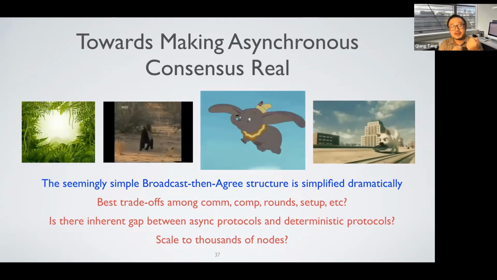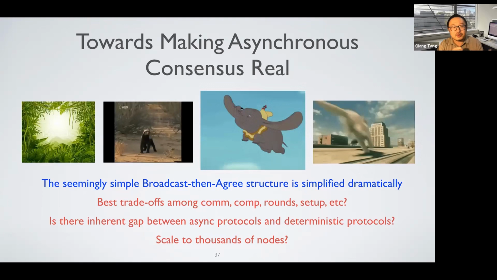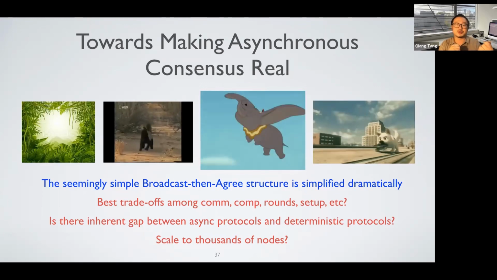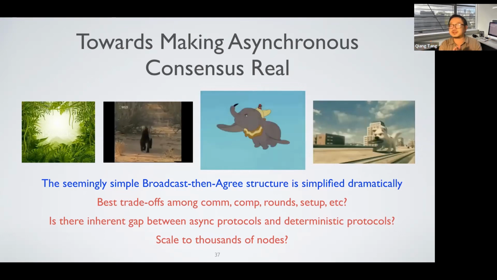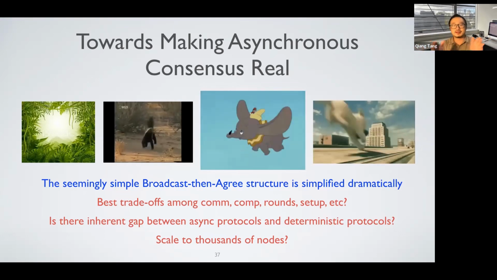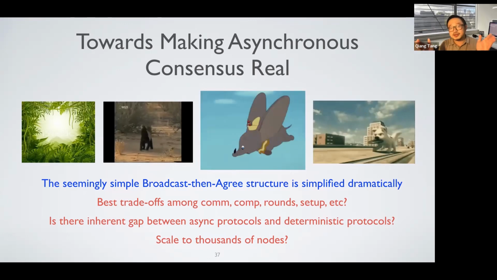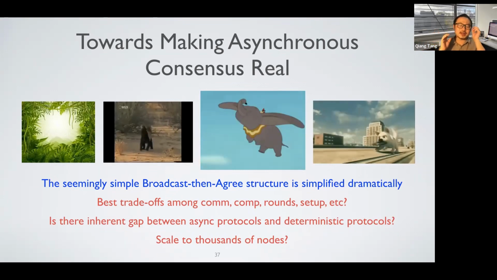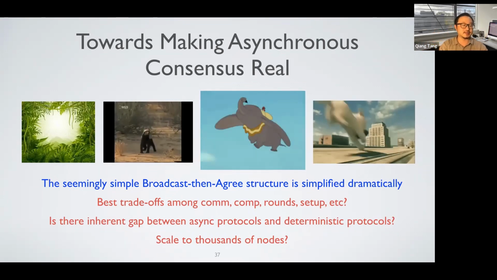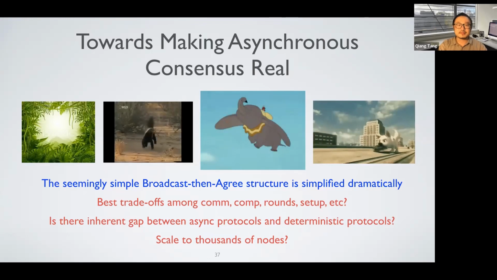For example, is there any inherent gap between asynchronous consensus protocol and deterministic protocol? The current lower bounds are, I believe, very loose. The actual gap might be larger, unless someone can show this lower bound is actually optimal. So I think it's still completely wide open.